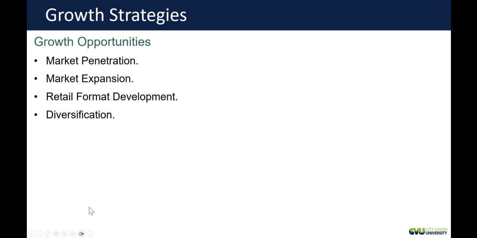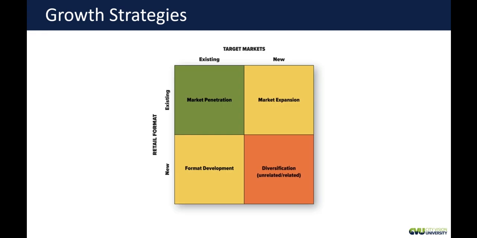And so as we're looking at these, we have our target markets and our retail formats. So when we are saying, okay, we have existing and existing, if we match these two, that's a market penetration. If we're looking at a new market with an existing retail format, that's our market expansion. If we're looking at an existing target market with a new format, that's a format development. And then at the very bottom, if they're both new, a new target market and a new retail format, that's diversification, right? So this is how we would lay these strategies out.